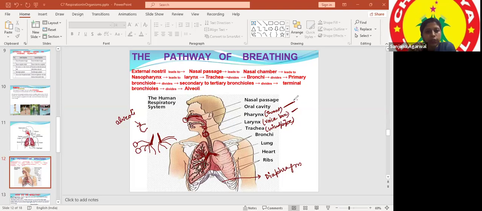And for bronchioles, write down, at the end of bronchi, the bronchioles carry air to small sacs in lungs called alveoli.